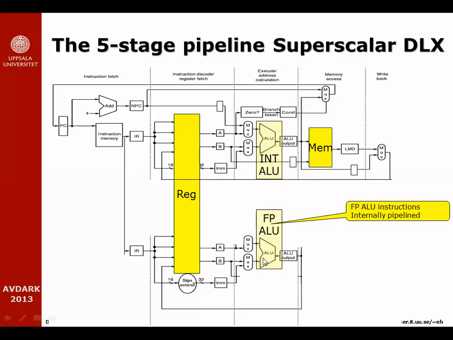even though we execute some kind of floating point instruction that takes more than one cycle to complete, we can still start one new instruction every cycle. So this is internally pipelined. This is called the superscalar DLX architecture that we're going to use in the example on the next slide.